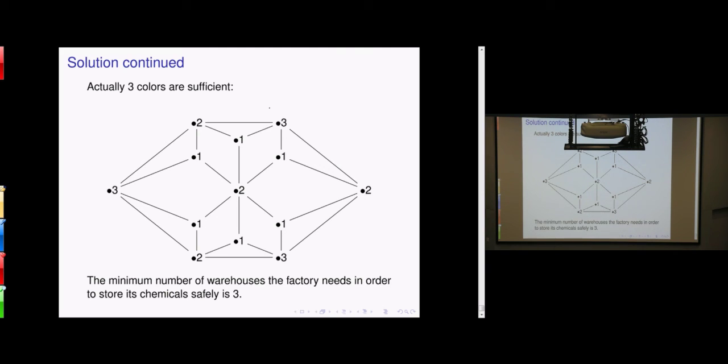So the chromatic number of this graph is 3. So you actually need 3 warehouses, and you just put the vertices with the same color together, because they are safe. They have no connection, so it's not dangerous to store them together. So the minimum number is 3.